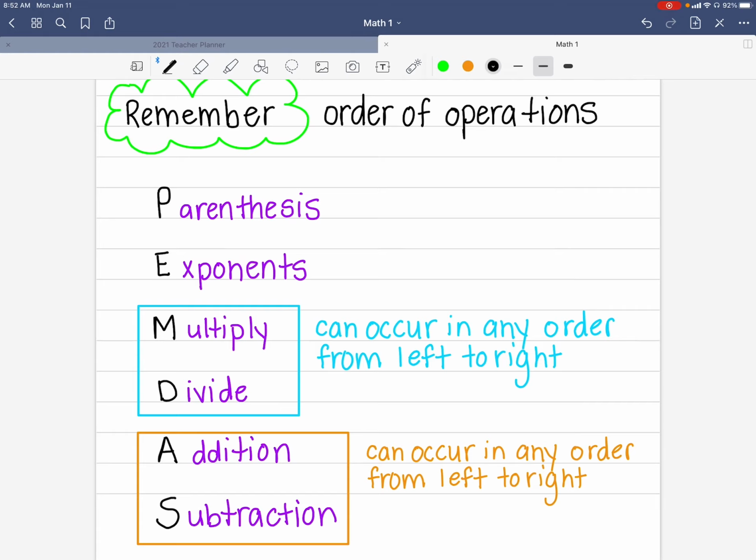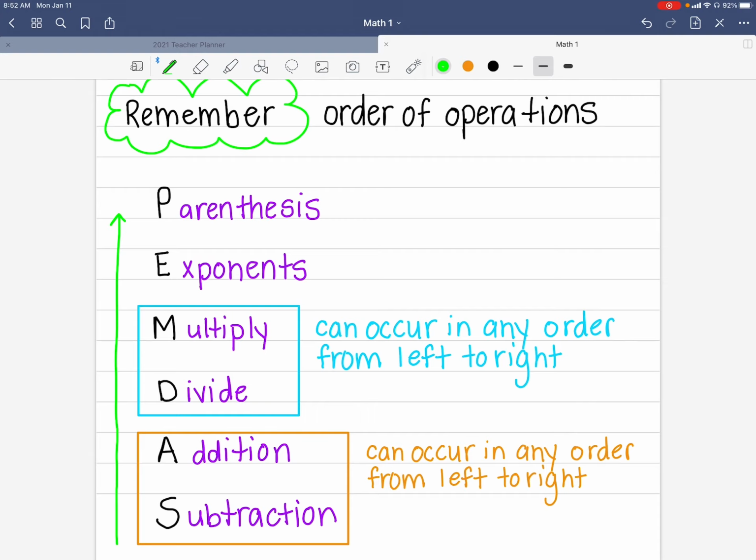Now, when we go backwards, we're going to do PEMDAS backwards. So we're going to do addition and subtraction, then multiplication and division. We're going to start from the very bottom, do addition and subtraction, and then go back up and do multiplication and division.